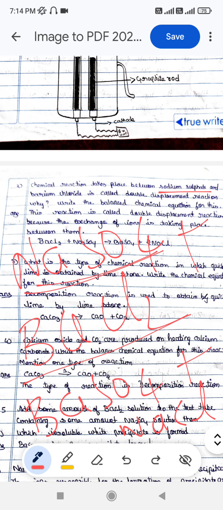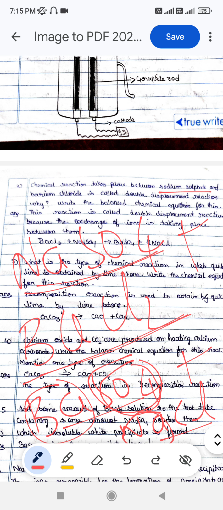Sodium sulfate reacts with barium chloride, so what will they produce? Barium sulfate plus sodium chloride. This is the reaction, right? Why is it called a displacement reaction? Because there is an exchange of ions. Which ions are transferring? Sulfate ions and chloride ions, sulfate ions and sodium ions, means here sulfate and barium ions are exchanging here.